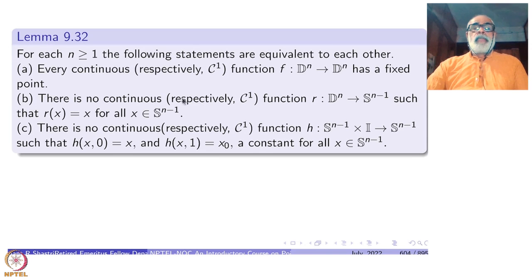By the way, even if you just prove the C1 case here, you have to argue for continuous separately. It has to be done separately. There is no other choice here. One doesn't imply the other. You have to go through the whole thing separately. But that is easy anyway.